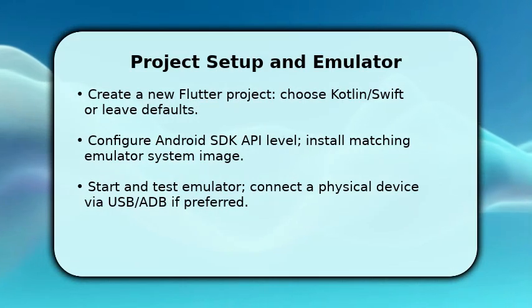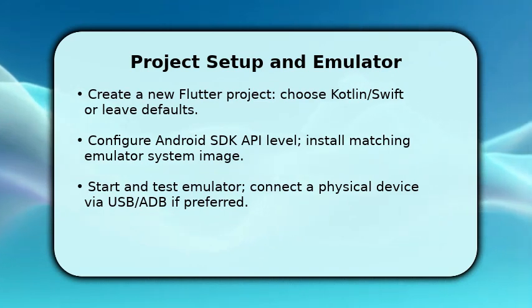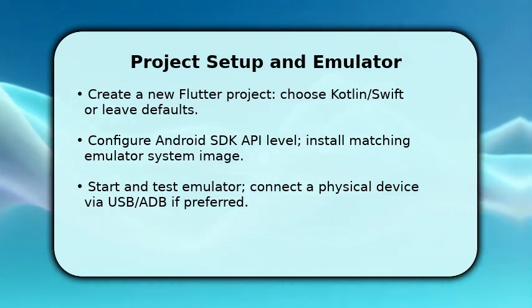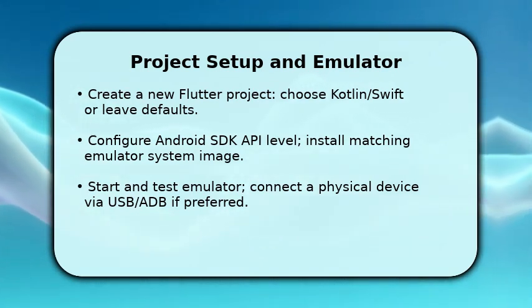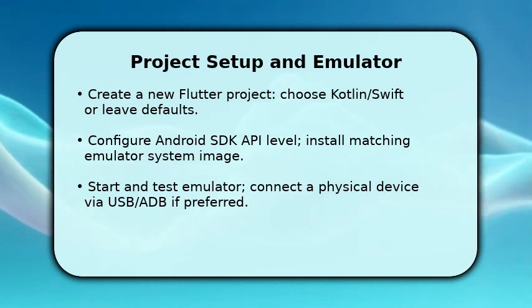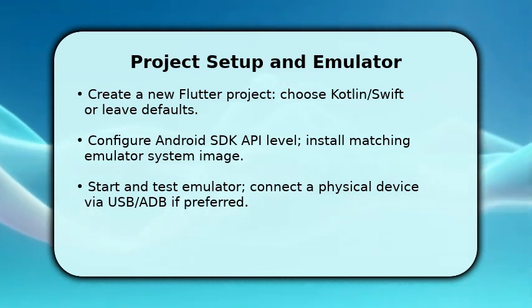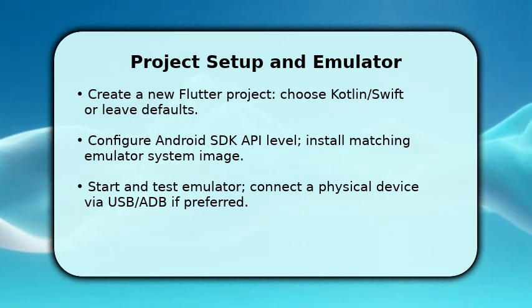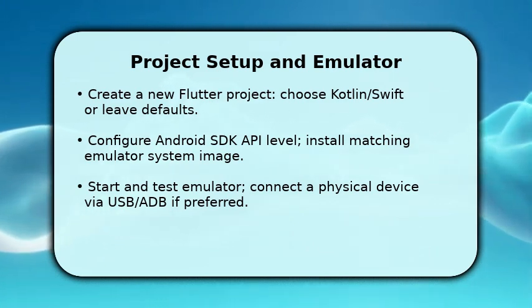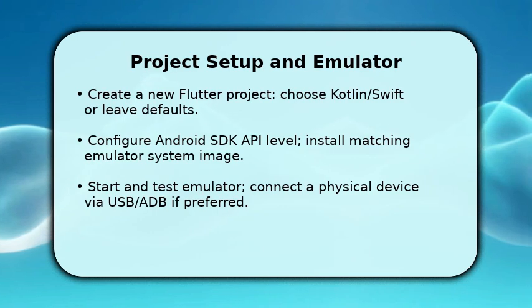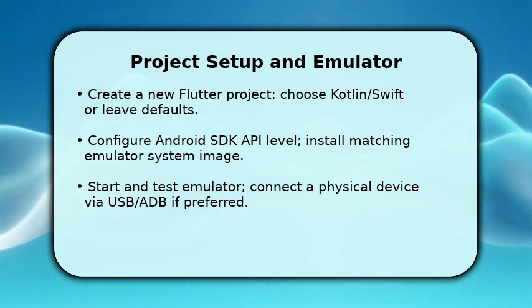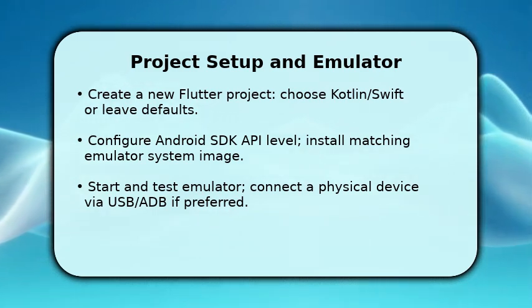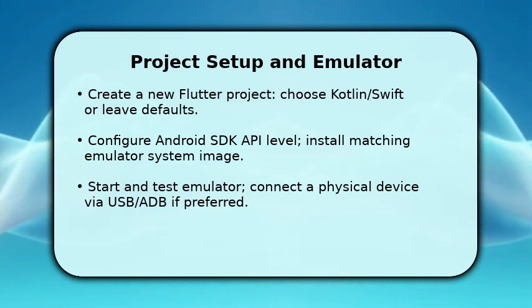You create a new Flutter project in Android Studio, name it, and select the desired Android module options. Choosing Kotlin is fine for plugins. Once the project loads, open SDK Manager to install the API level you need and an x86-64 system image for faster emulation. Then configure AVD Manager and start an emulator, or connect a device and enable USB debugging. Make sure to run Flutter devices to verify connectivity before building.